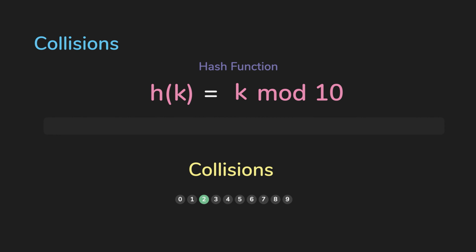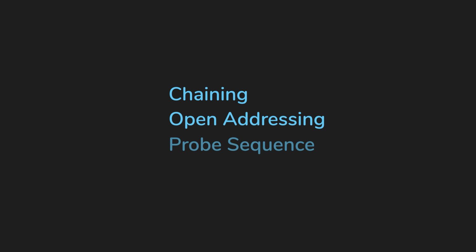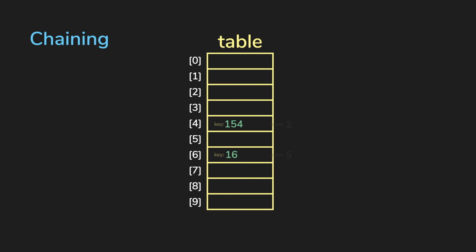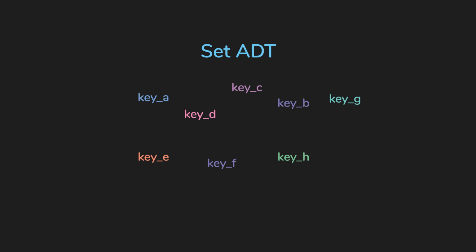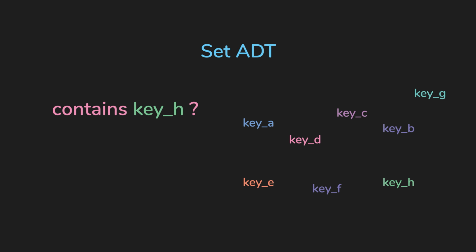We actually have multiple strategies for collisions like chaining, open addressing, probe sequence, cuckoo hashing, but we'll look at chaining today because it's the simplest. Let's forget about the values for now and just focus on storing the keys. Fun fact, a dictionary without values and only keys is often called a set, which is an ADT that stores unique keys and you're able to retrieve them quickly and see if your set contains a certain key.